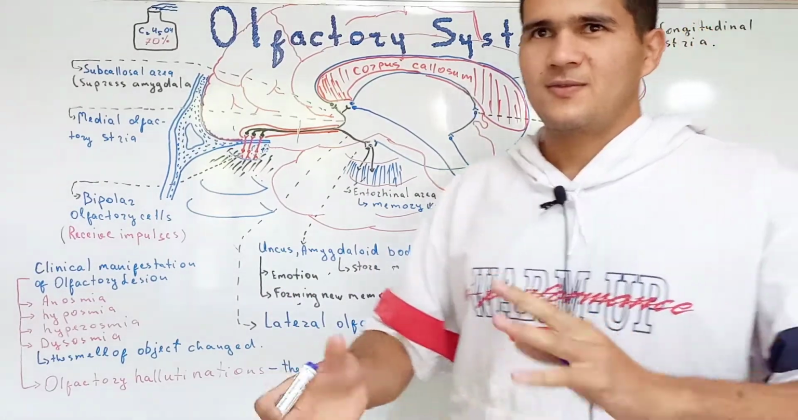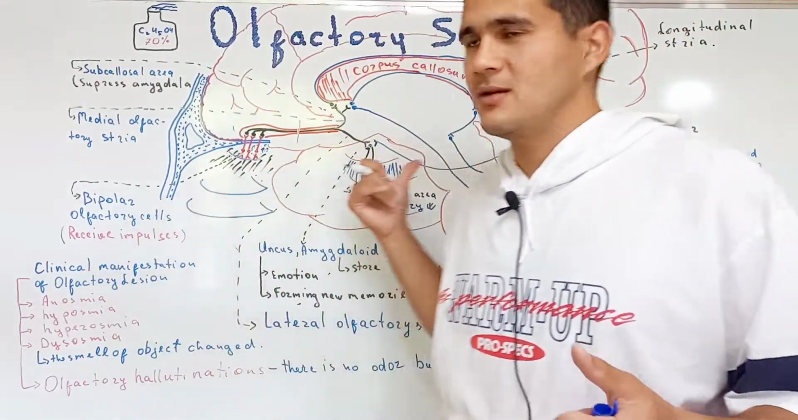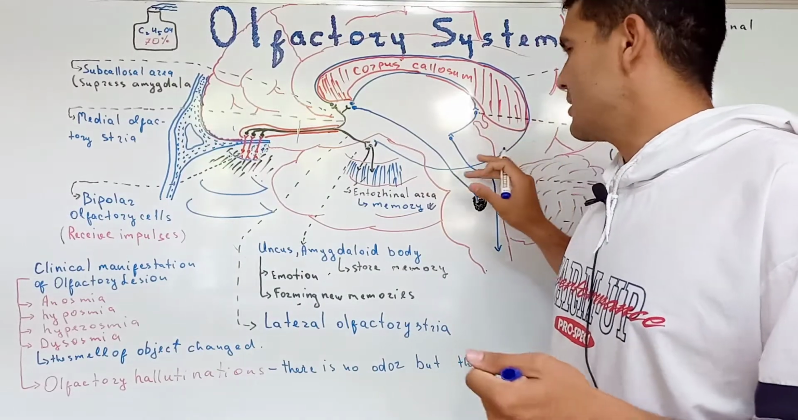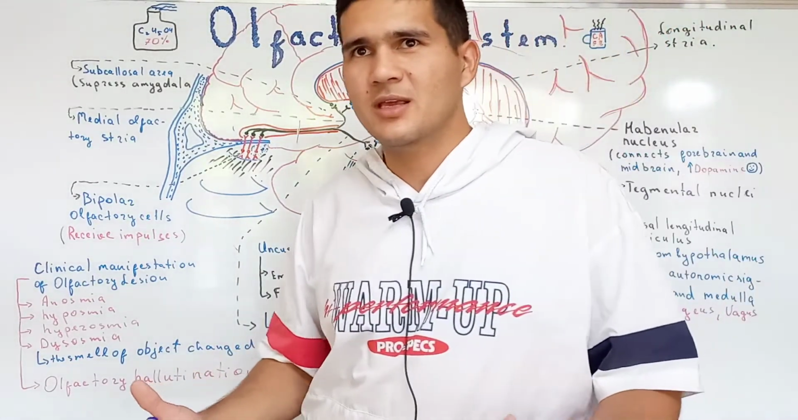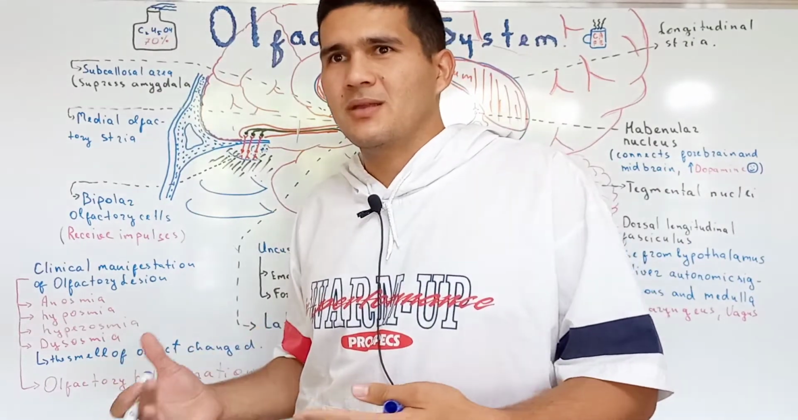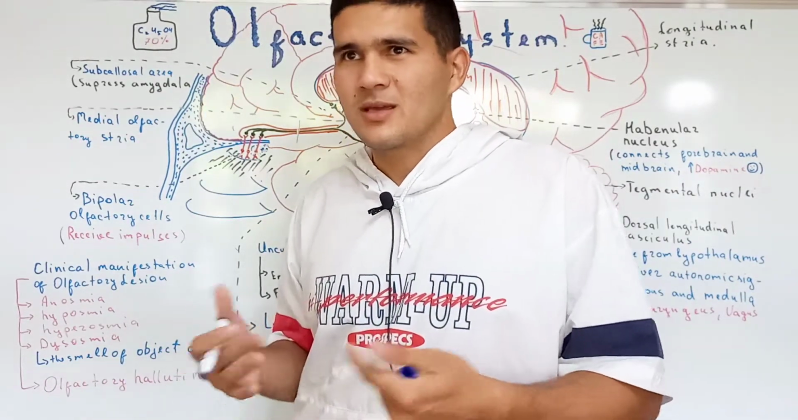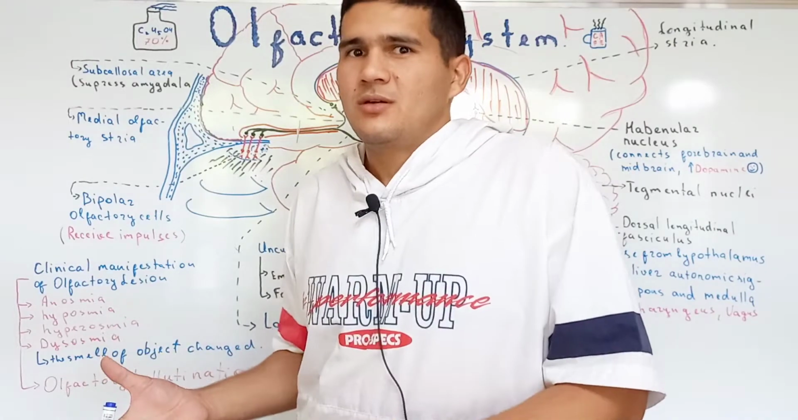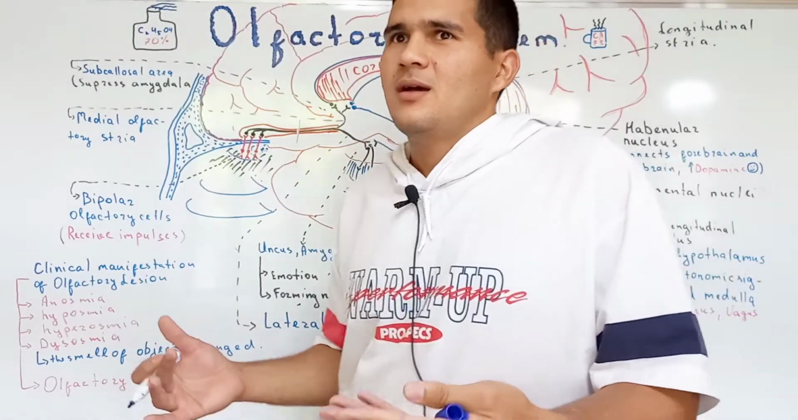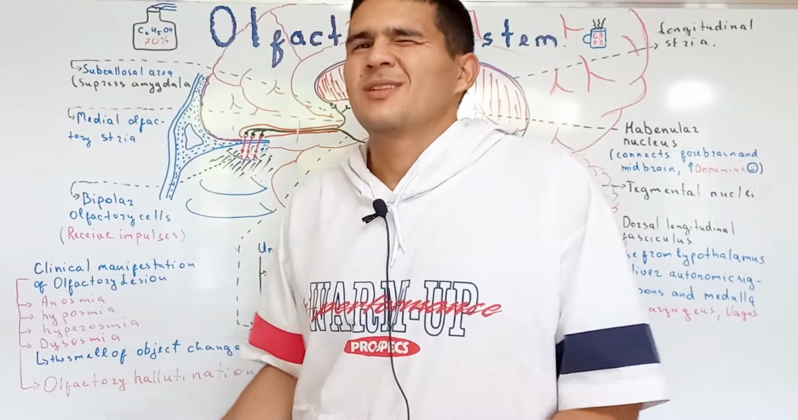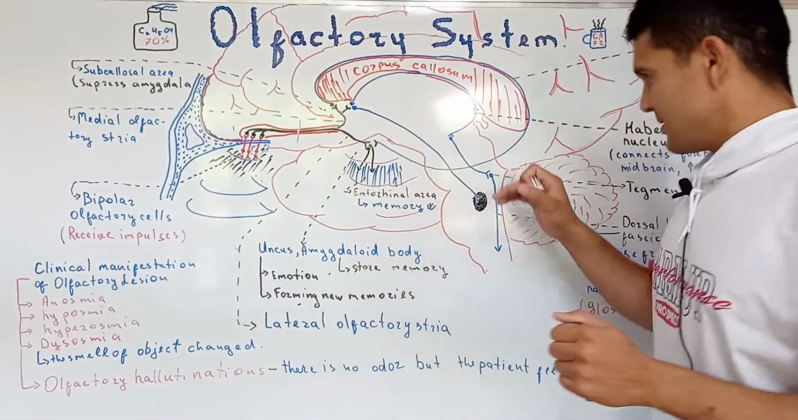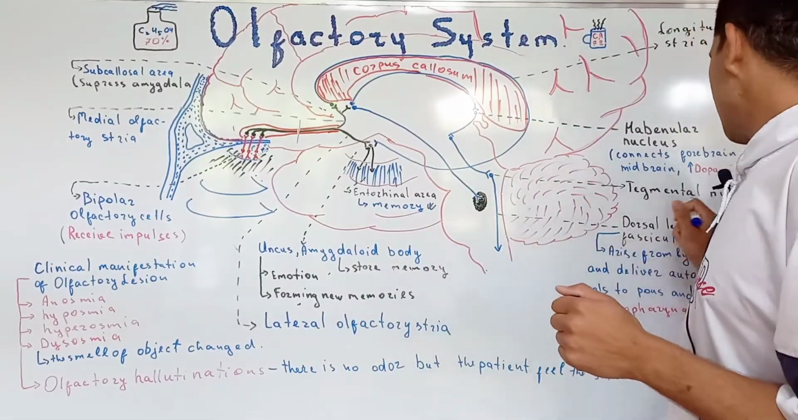I have some ideas about the main function and importance of this structure in the olfactory system. Dopamine can increase your mood, and in this way, according to the type of smell, your mood might increase. Okay, and the next destination is the tegmental nucleus.